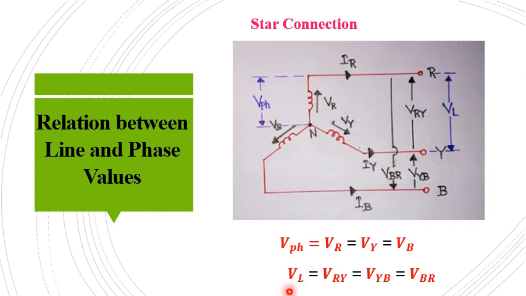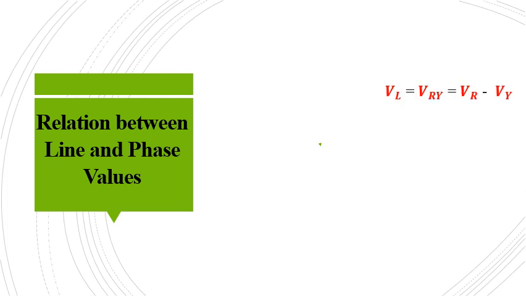Now let's find the relationship between VL and V phase. So VL is equal to VRY, right? VRY is actually VR minus VY, the voltage between R and Y. That is, it is the difference of voltage between those two phases. But we know that VR and VY are phasors. So to find the difference between them, we need the phasor diagram.